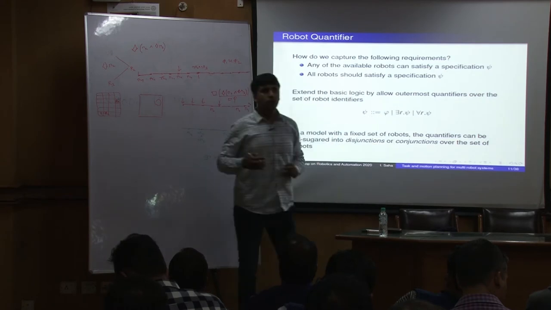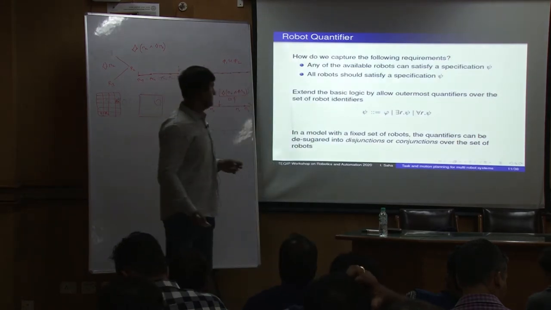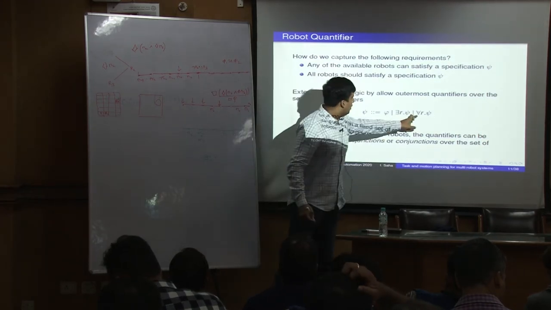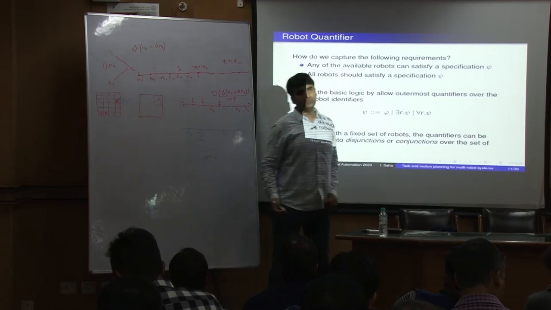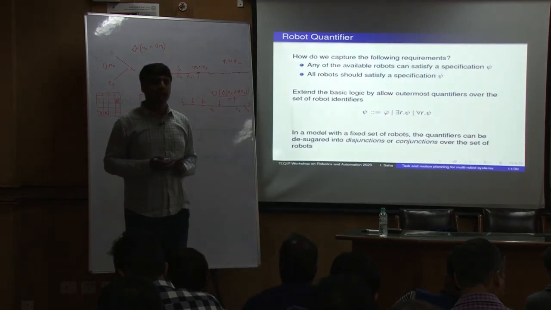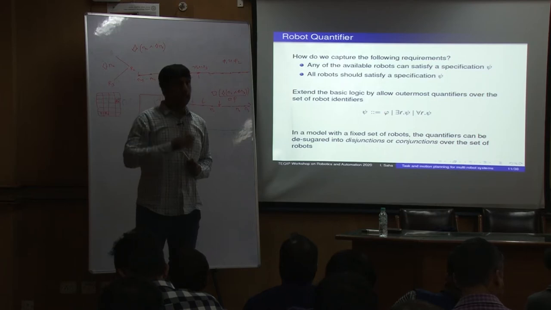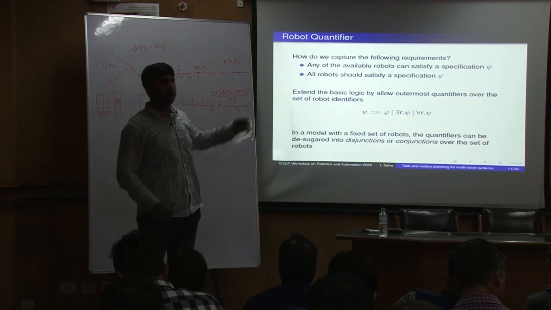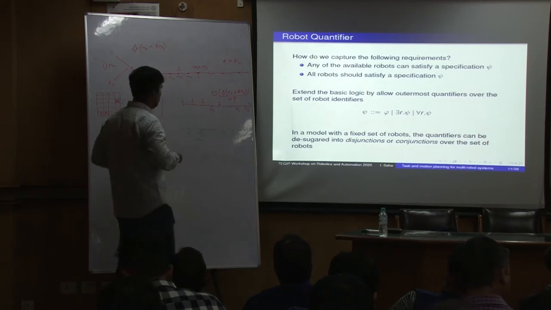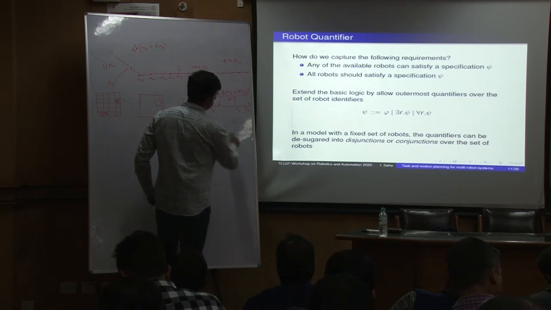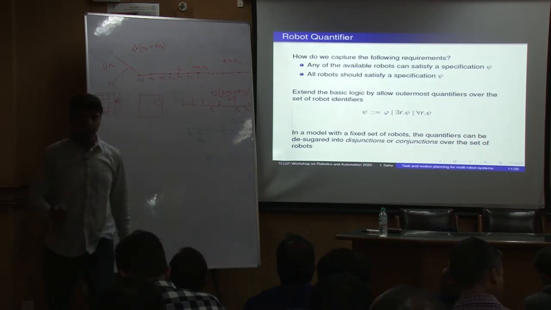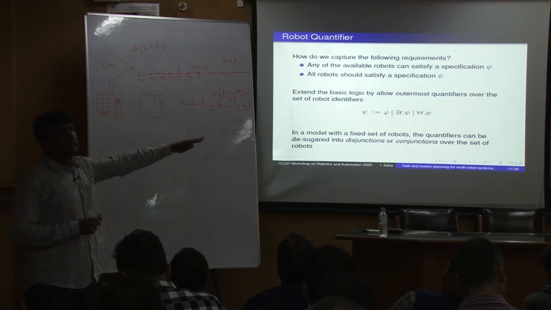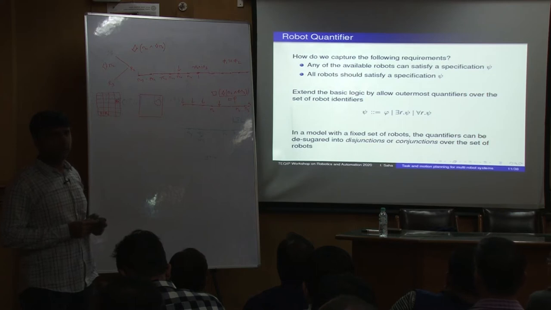It's basically quantified over the set of robots, right? So I can say that there exists a robot that satisfies this specification psi, or I would also like to say that for all robots, the specification psi should be satisfied, right? So this is an extension to the original language. This LTL, linear temporal logic, that's a classical language, that's not what we have designed. So we are just using it to capture robotic specification, that's what we do. But this is some extension that could be useful to deal with multi-robot systems, right?